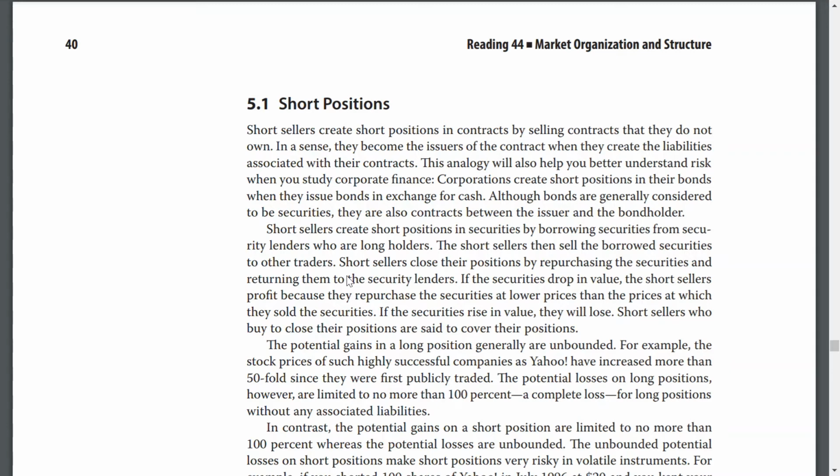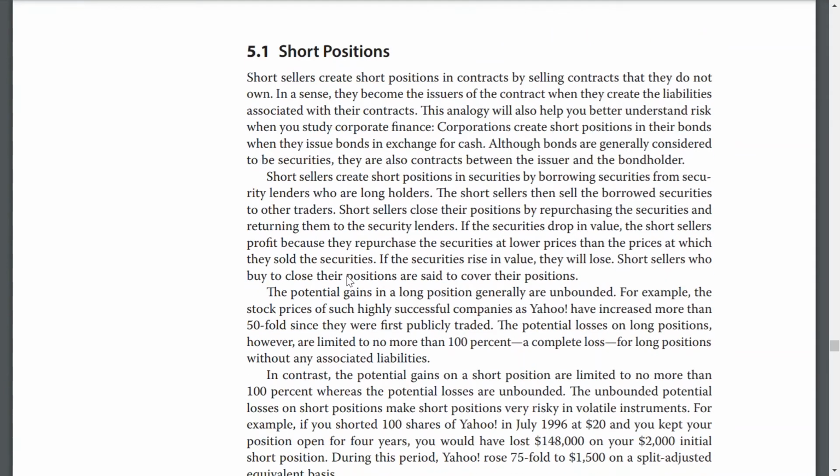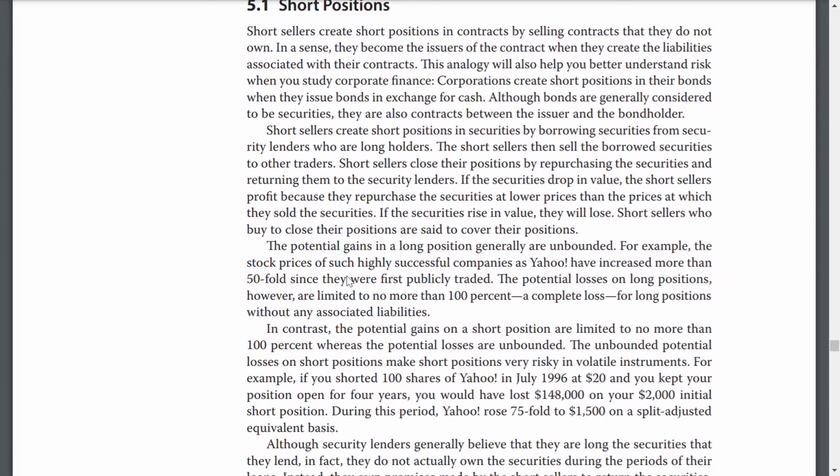If the security value drops, then the short seller profits because the repurchase of the security is at a lower price than the price at which they sold it. If the security rises in value, they will lose. Short sellers who buy to close their positions are said to cover their positions. The potential gain in a long position is generally unbounded. For example, you should know that.